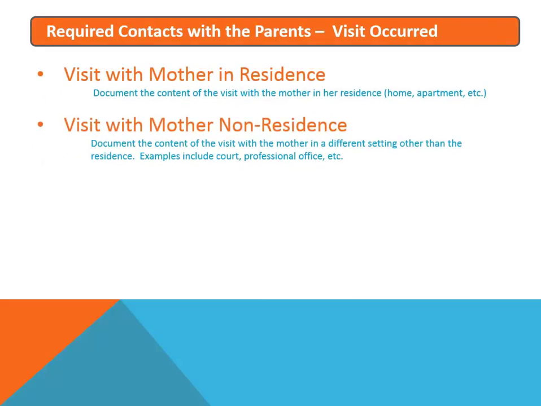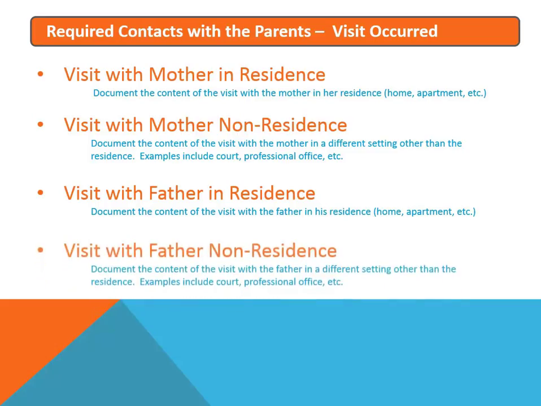The sixth and seventh required contact item types are visit with mother in residence and visit with mother non-residence. These types of contacts would be selected when you actually had a face-to-face contact with the mother in the case. The difference between the two narratives is location, and you would select the appropriate contact narrative based on if the contact was in the mother's home or residence or another location within the community, such as at your courthouse, your office, or a professional office.